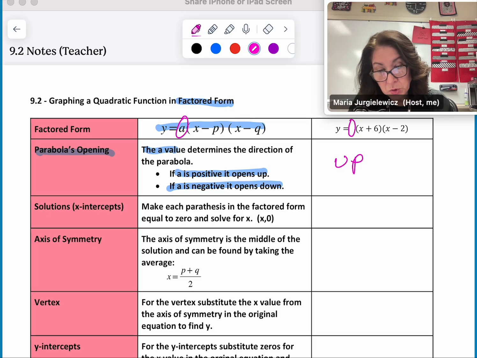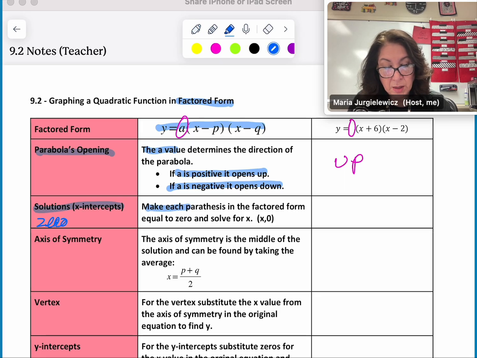Now, the solutions. They're also called x-intercepts, zeros, or solutions. So how do we find those solutions? We find them by making those parentheses equal to 0 and solving for x. The point is always going to look like x and then 0, because if the point is on the x-axis, that y value will always be 0.